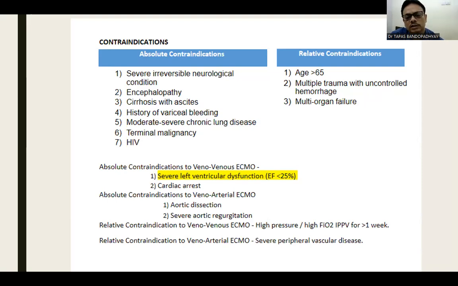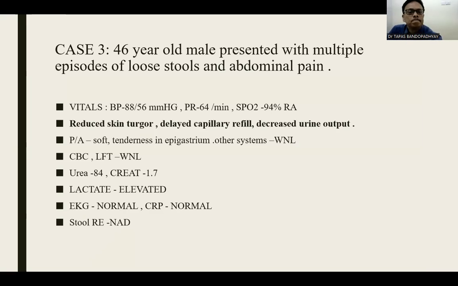And the absolute contraindication for veno-venous ECMO is severe LV dysfunction, that is ejection fraction less than 20-25%, and cardiac arrest. Absolute contraindication to veno-arterial ECMO is aortic dissection, as you can easily understand, and severe aortic regurgitation. Relative contraindication to veno-arterial is severe peripheral vascular disease, because the vascular access is not there, obviously. And relative contraindication to veno-venous is the requirement of high FiO2 IPPV for more than 1 week.